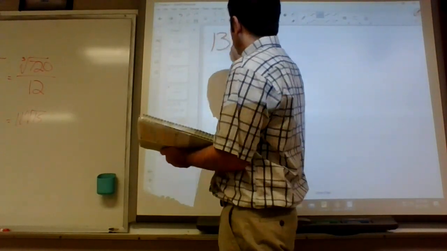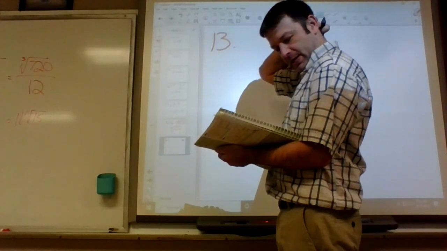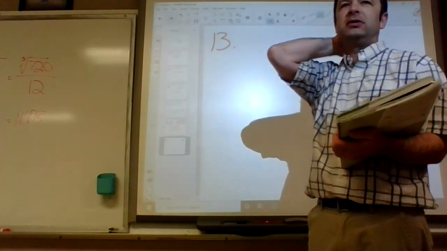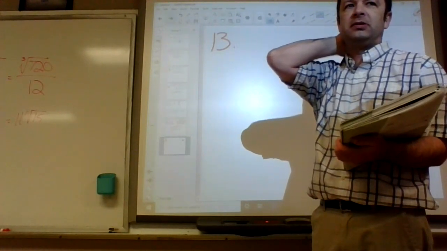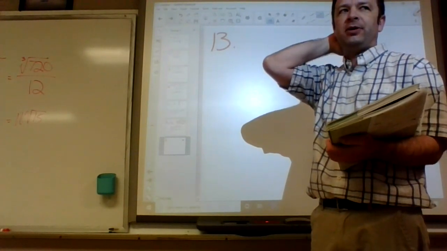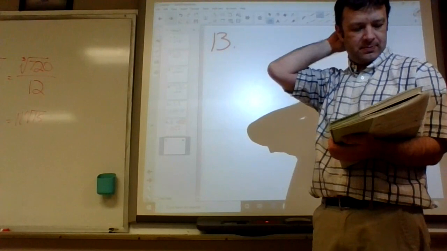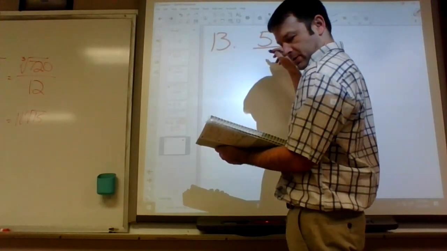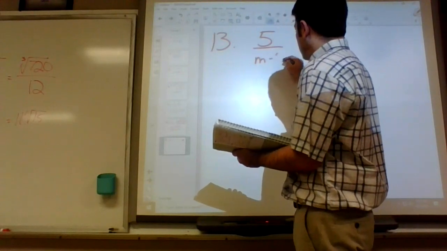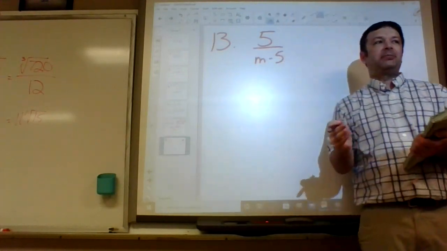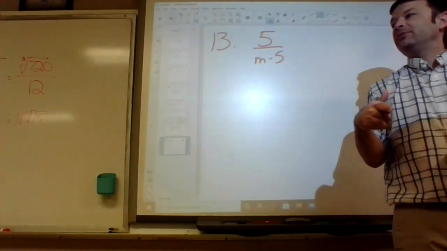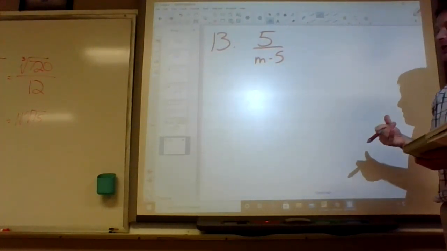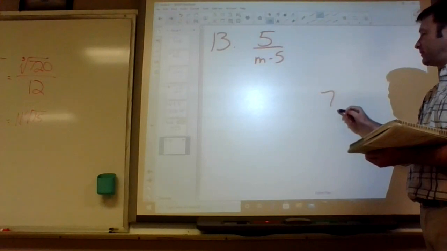Number 13. Is m minus 5 and 5 minus m the same thing? No. How are they related though? There's a word for it, I just can't remember. Okay, they're opposites. Whatever m minus 5 and 5 minus m come out to, they're going to be opposite of each other. So opposites are like 7 and negative 7.